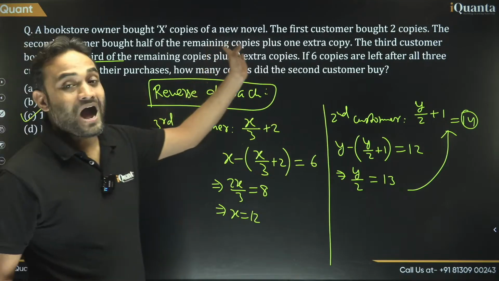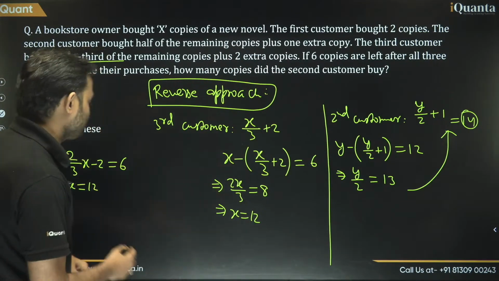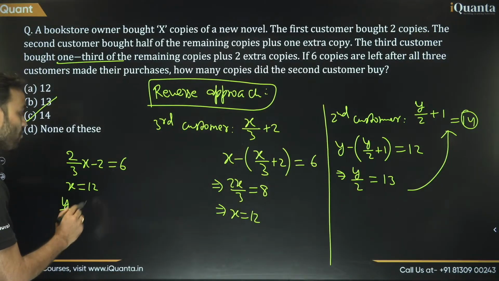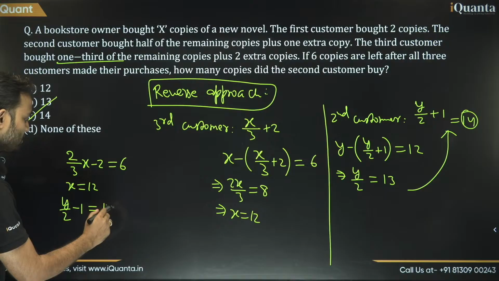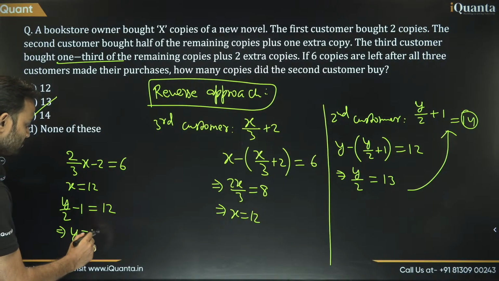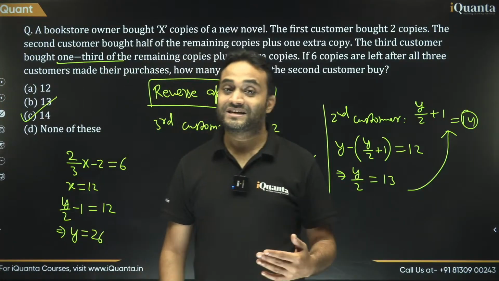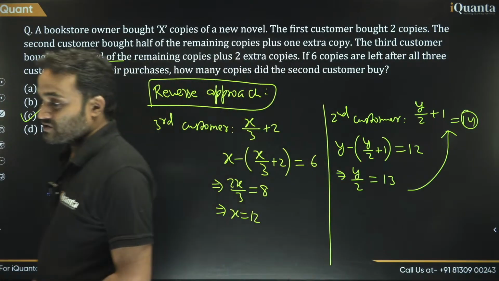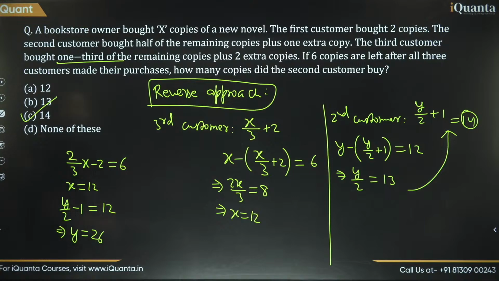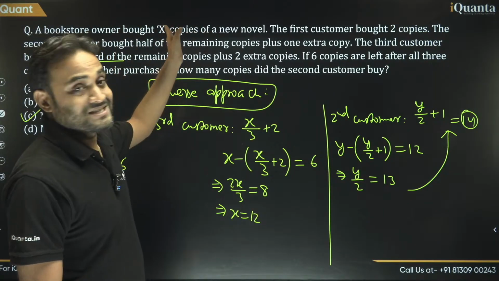Then half plus 1. So if half has been taken, what's left? Half is left. Y by 2 is left, 1 extra. So minus 1. This is left and this is equal to 12. So we can say y is equal to 26. So reverse approach is really good in these kind of questions. Don't try to solve this question starting with taking initially x and then so on.